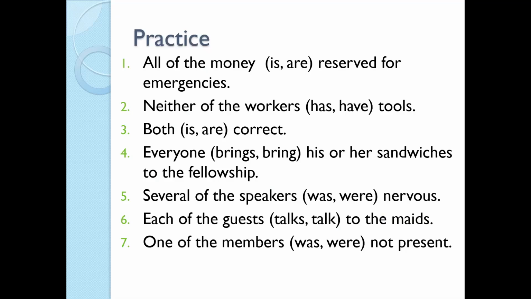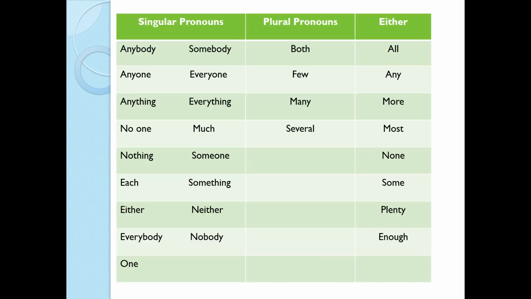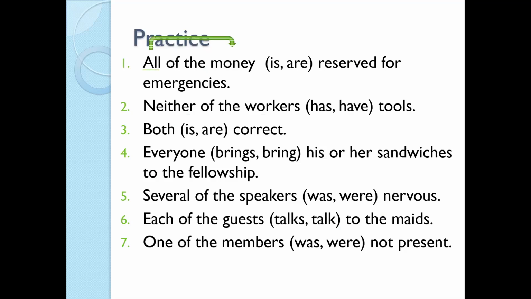For the first sentence, all of the money. My subject is all. I never will have a subject in a prepositional phrase. So then I go back to my chart. I look for all. All is either. Only if it is either do I get to look in the prepositional phrase. Money is singular. It's one collection, so it's is.